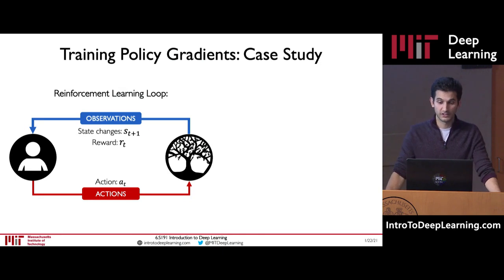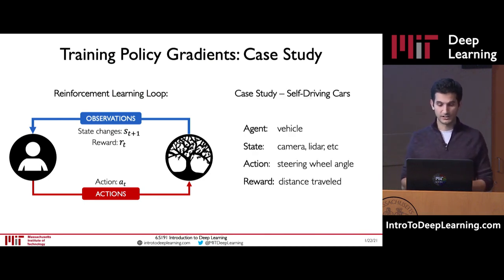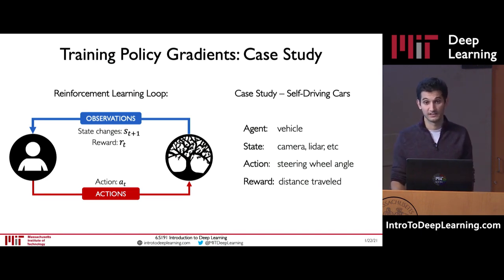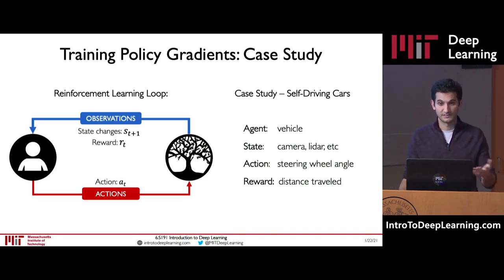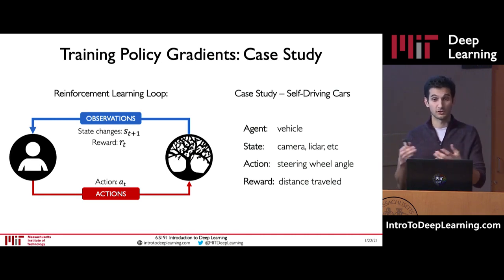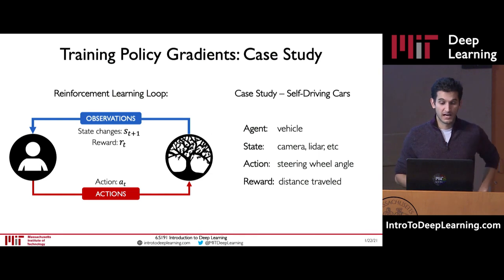Great, so now let's look at how policy gradients work in a concrete example. Let's revisit firstly this reinforcement learning training loop, or environment loop, that we saw earlier in today's lecture. Let's think about how we could train, in this toy problem, an autonomous vehicle to drive using reinforcement learning and policy gradient algorithms. The agent here is a vehicle, and its goal is to drive as long as possible without crashing. The states, the observations, are coming from some camera, maybe other sensors like LiDAR, and so on. And it can take actions in the form of the steering wheel angle that it wants to execute.